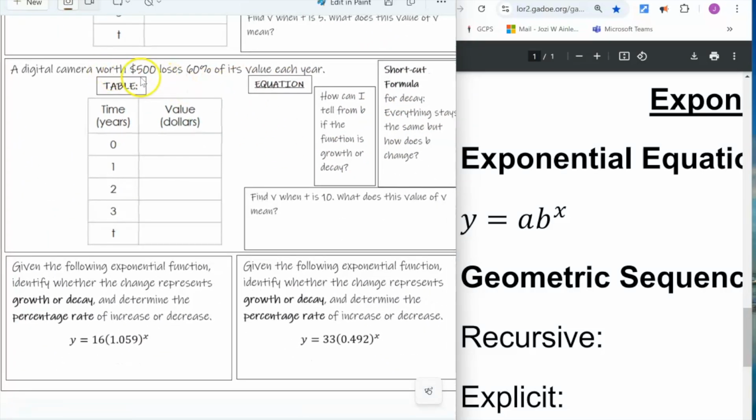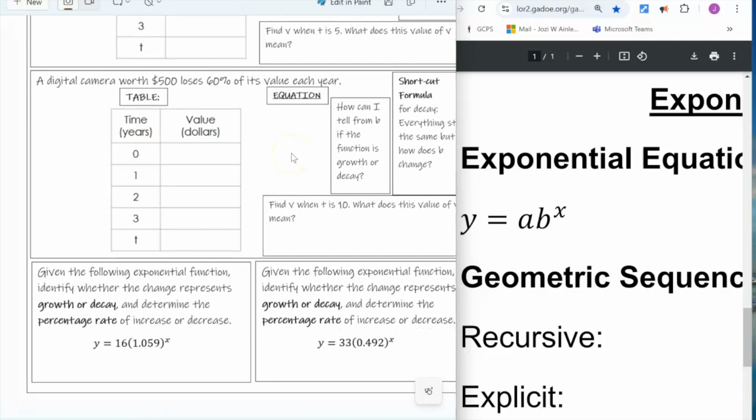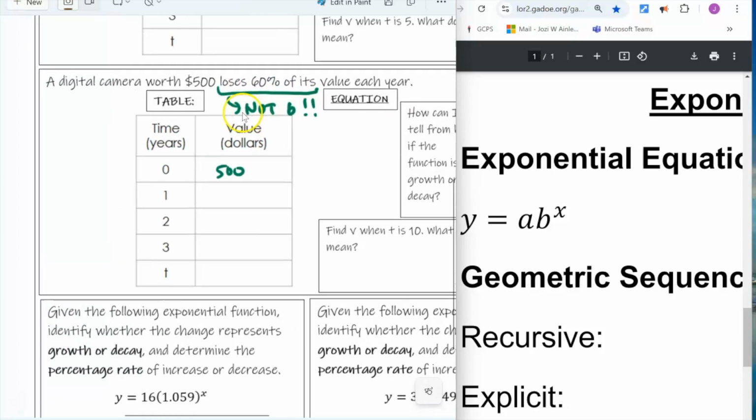A digital camera is worth 500. It loses 60% of its value every year. Okay, so what do I start with at time 0? What do I start with? $500. And then I'm going to lose 60% of its value. Now, this is important. This is not B. Very, very important, because it is in a percent. It is not the B that we're used to. We have to somehow write it into B. All right, so to do that, we're going to try and figure it out.